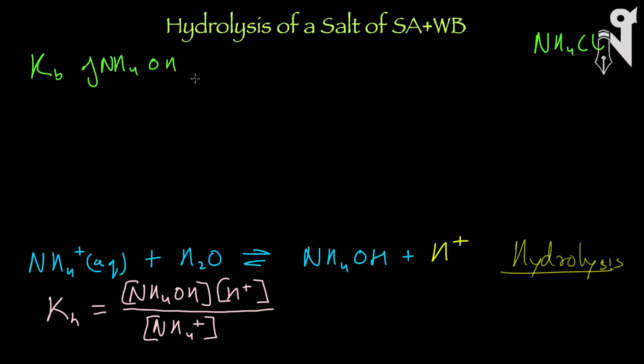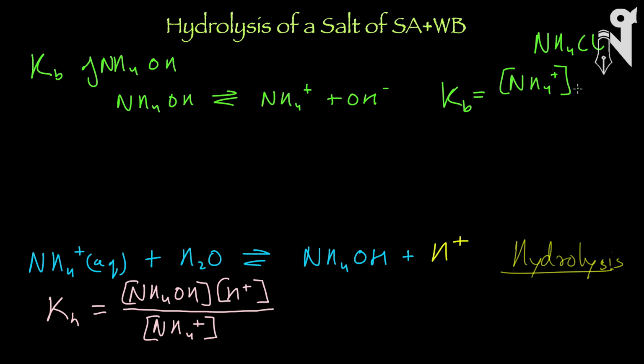So we write the associated reaction. NH4OH gives NH4 plus and OH minus. I'm just not writing the aqueous all over. That's your associated reaction of the Kb. So when they are giving you Kb, they are in fact giving you the multiplication and division of the concentration of these ions: NH4 plus, OH minus, and NH4OH. And for sure all of these are in the solution.